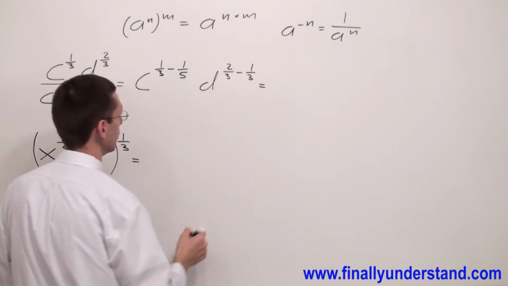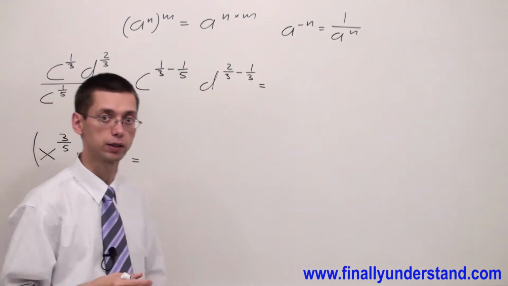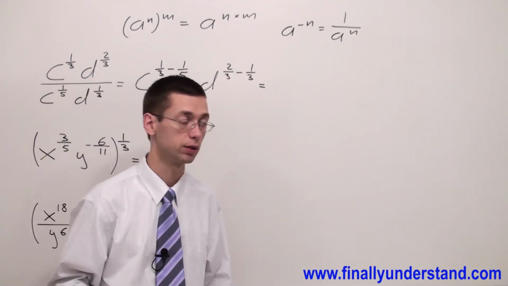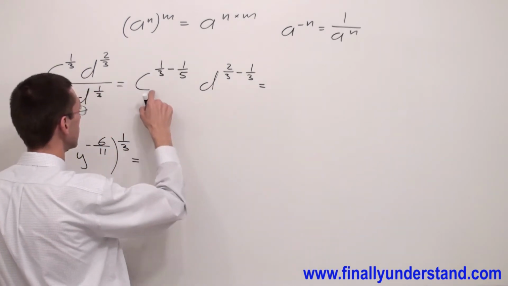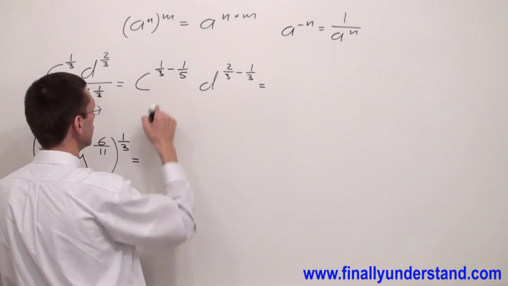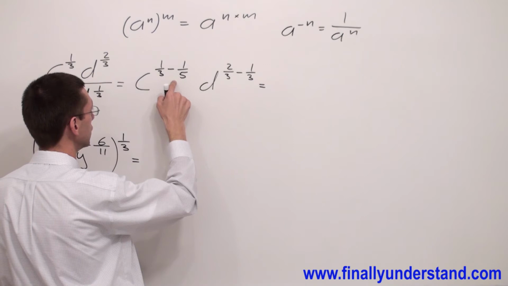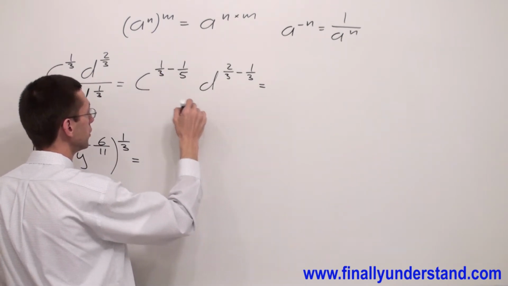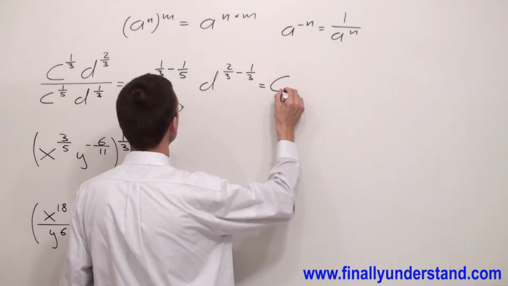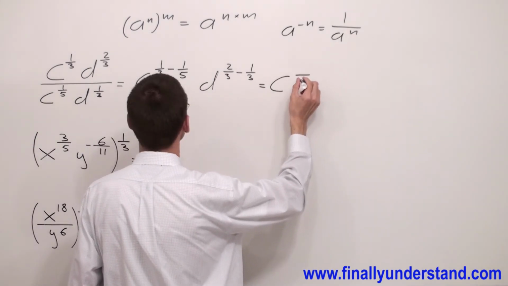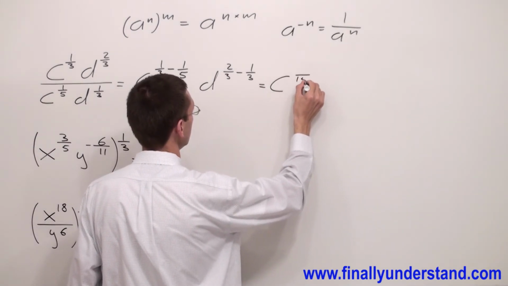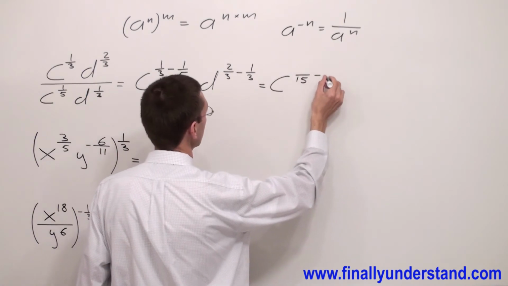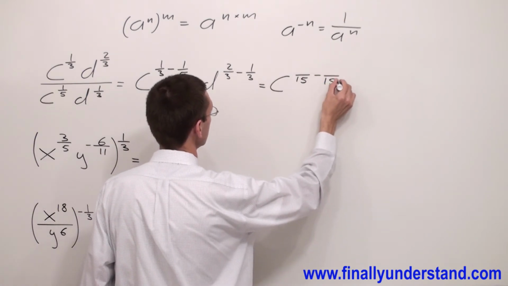Remember, anytime we subtract fractions, we're supposed to find a common denominator. C has exponents with different denominators. We have to find a common denominator. Common denominator for 3 and 5 is 15. That's why I'm going to write C, and I'm going to have common denominator 15 minus, and I'm going to write over here 15.